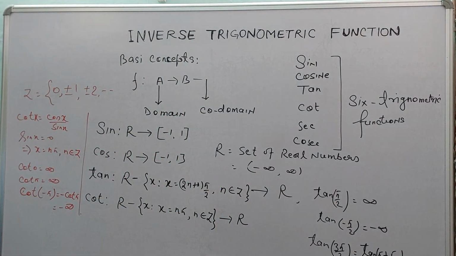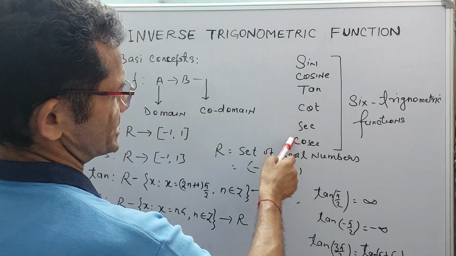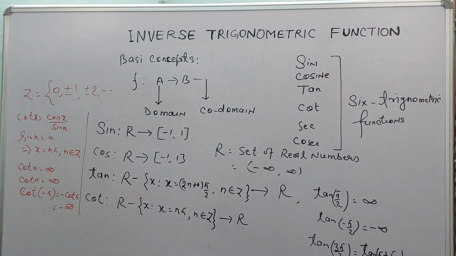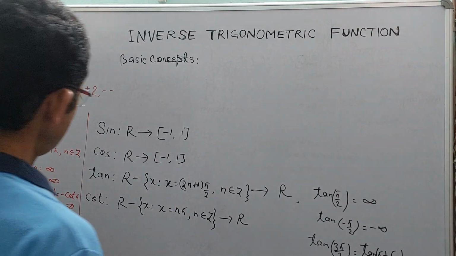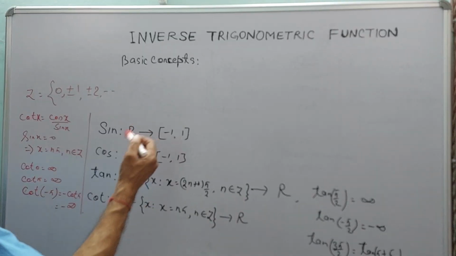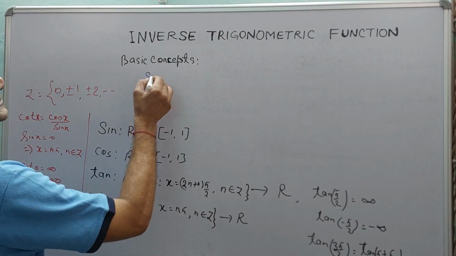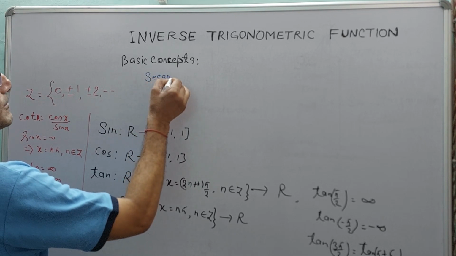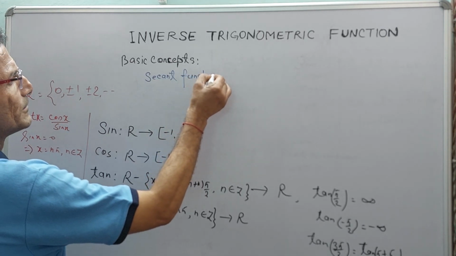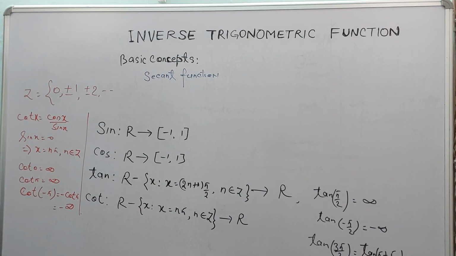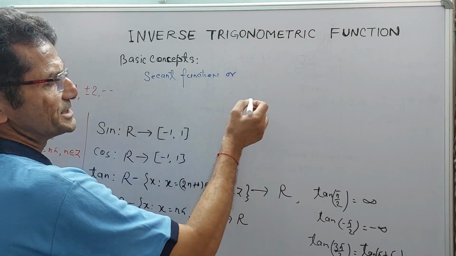Now let's move to the two other functions for which we have to define the domain and codomain. These are the sec function and the cosec function. The fifth trigonometrical function is the secant function, which we write in the abbreviated form sec(x).